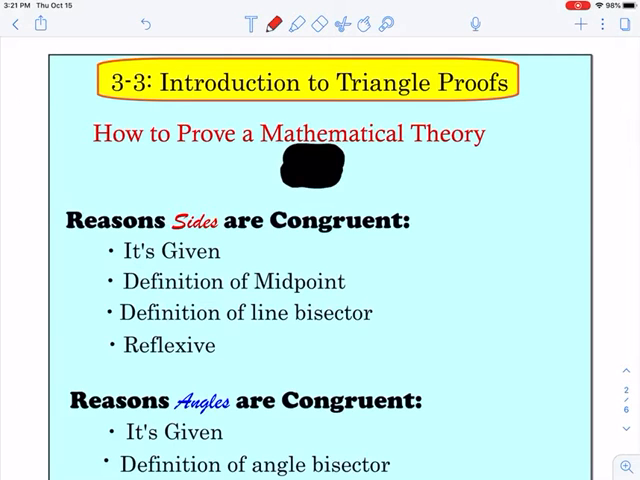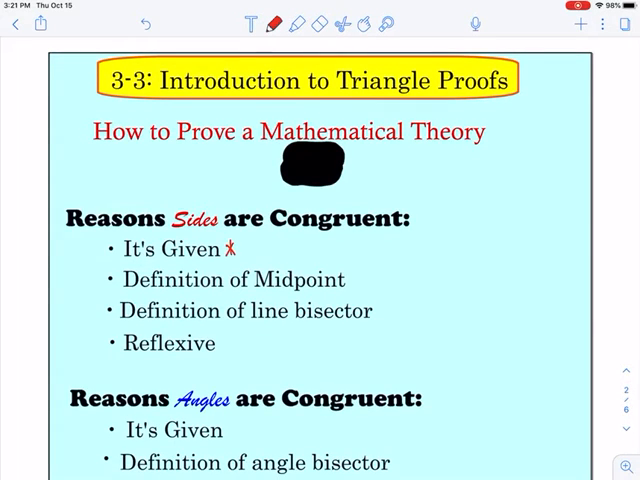One reason that sides can be congruent is if it's a given statement. Another reason, if you're told that something is a midpoint, would break a line segment into 2 congruent segments. So you could have 2 sides that are congruent because of a midpoint. You could also have a line bisector. So again, if it bisects the line segment with another line, that would again cut it into 2 congruent segments. Again, you could use that as a reason for why sides are congruent.